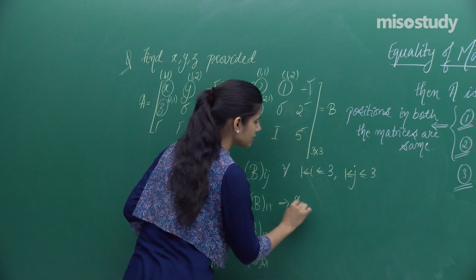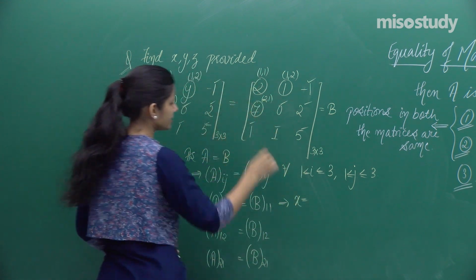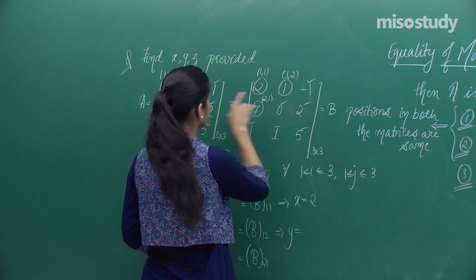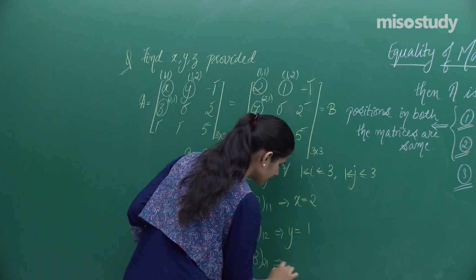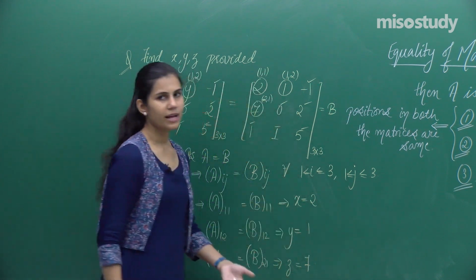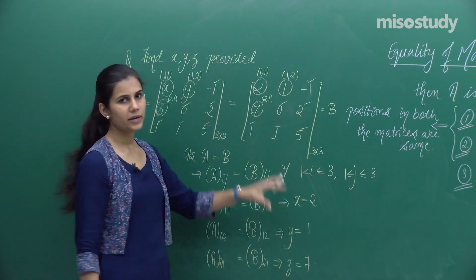This implies x is 2, this implies y is 1, and this implies z is 7. These are the values of x, y and z. We had to find x, y and z, which we have done.